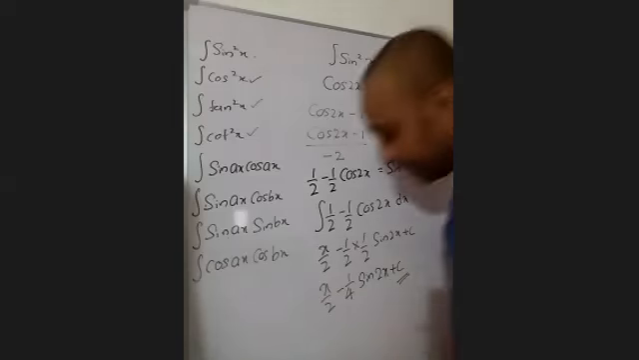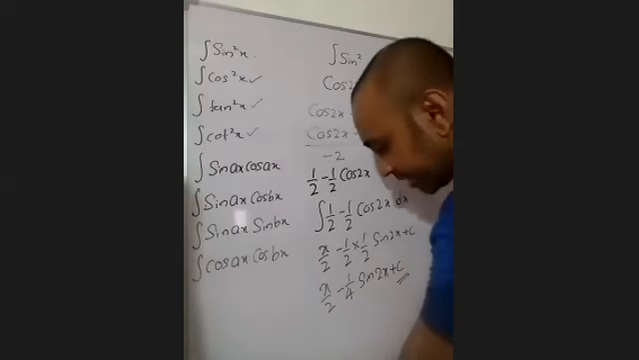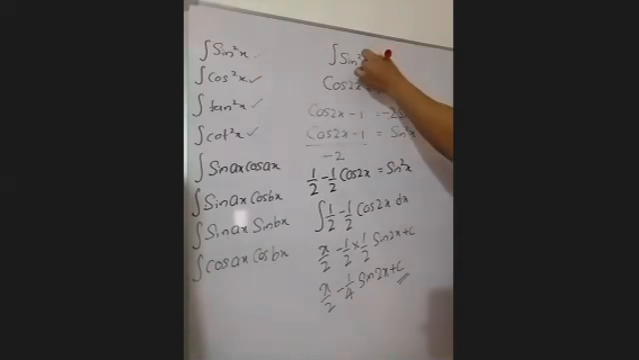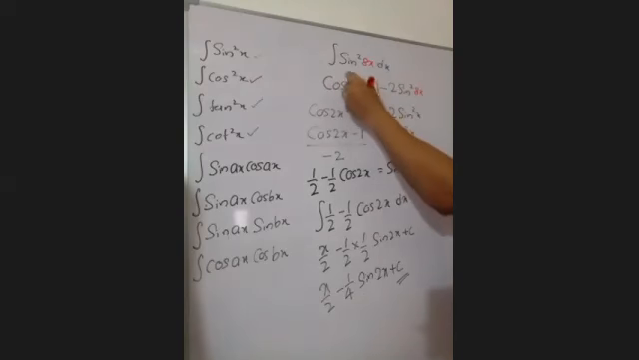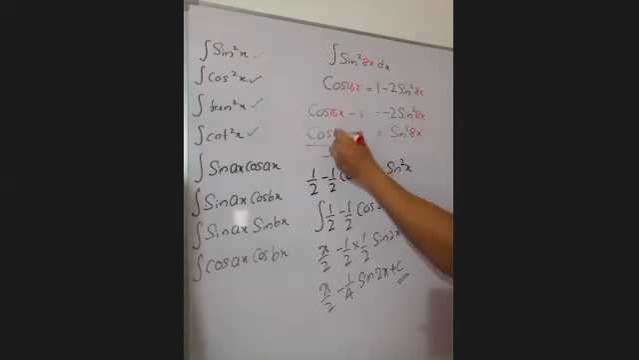But if I change this into a different angle, say 8x, what happens to this angle? Now this turns into 16x. So this is 8x and this is 16x. Other factors do not change.